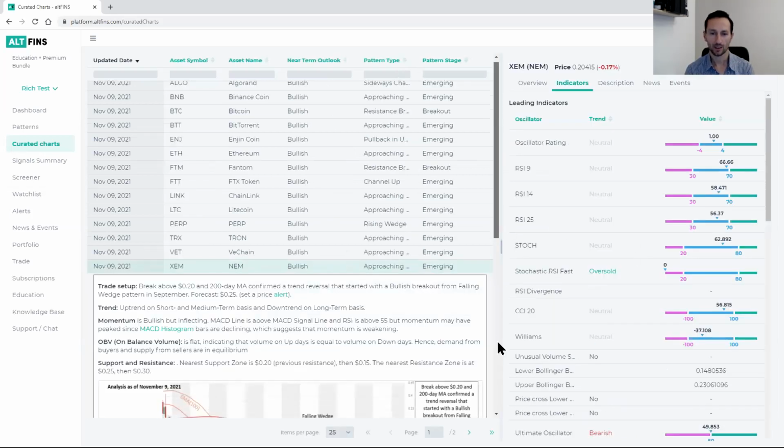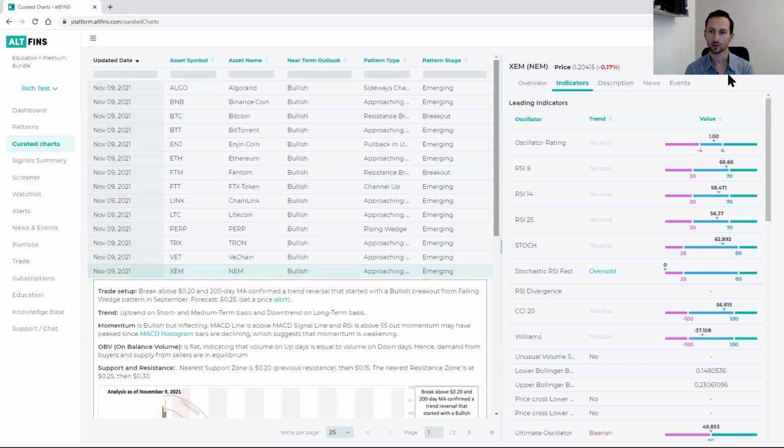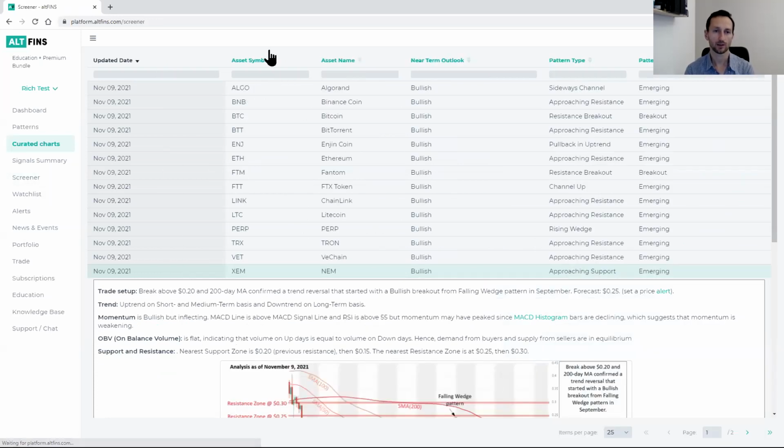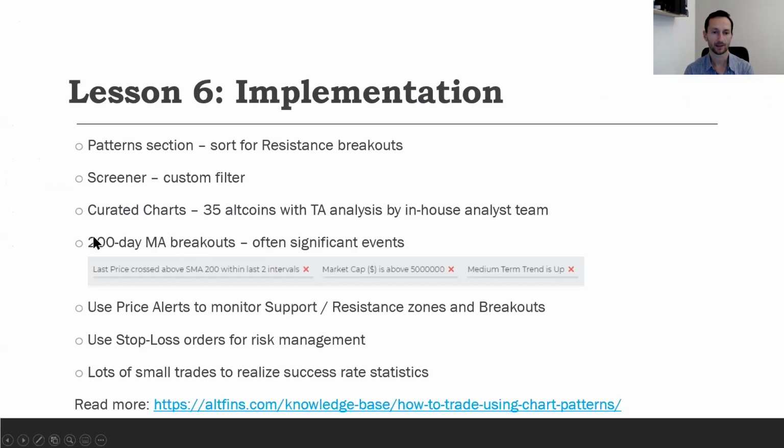Right off the top of my head, I can't remember which one is approaching the 200-day moving average. But the point being, you can also create an alert, and that typically is a big deal when a coin price breaks through the 200-day moving average. We have that in the lesson notes as well. That also can be a significant event and a breakout.